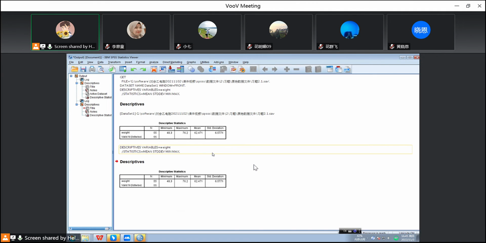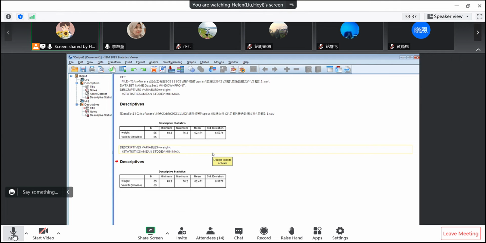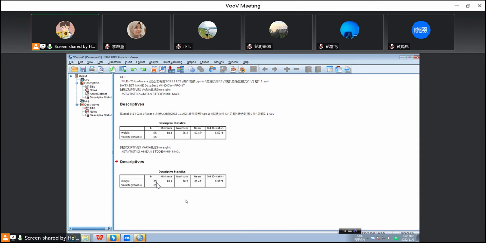Can you see my screen? Yes, Lucia. Okay. So we can easily find it. If we do it by hand or use a calculator, we need more time to calculate it, and it is easy to make some mistakes. But you can see we have to describe it. How many numbers? 55.